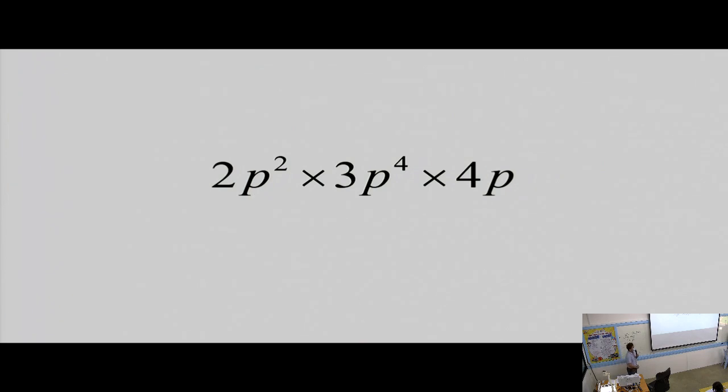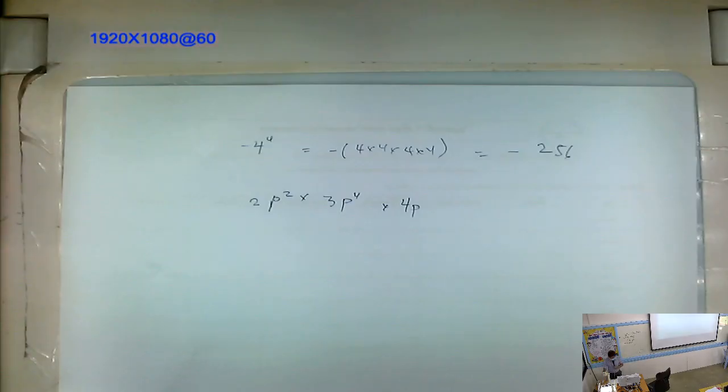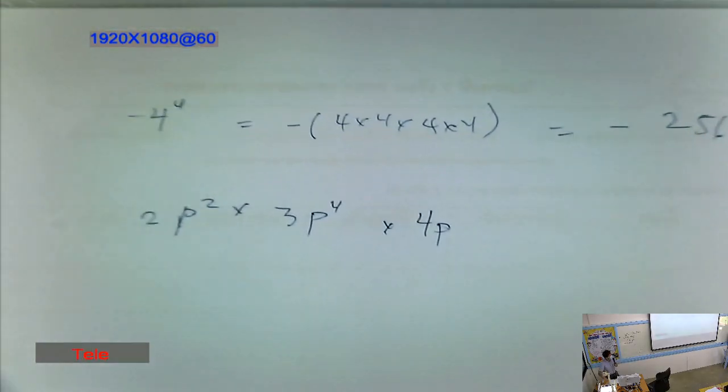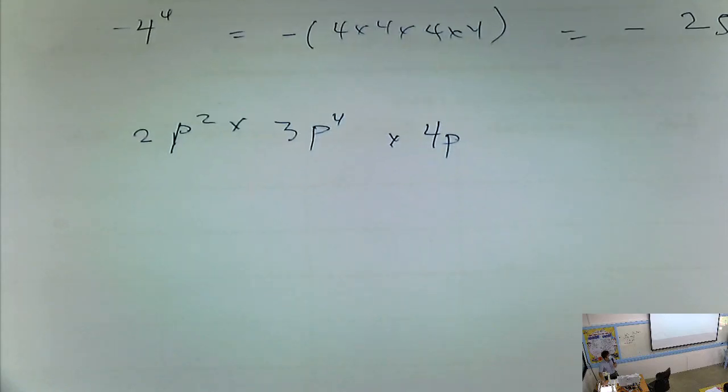As you can see, 2, 3, and 4 don't have exponents. But p to the power of 2, p to the power of 4, and p are like the exponential numbers that we have. So what you're going to do if you have things like that? Let's try this one. 2p to the power of 2 times 3p to the power of 4 times 4p.